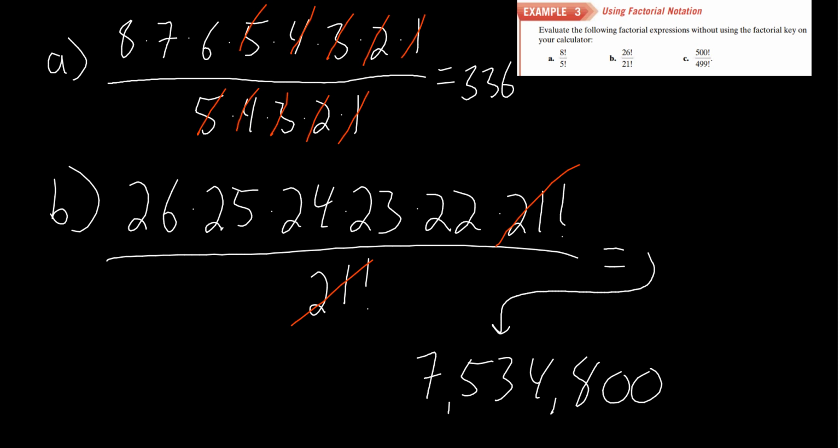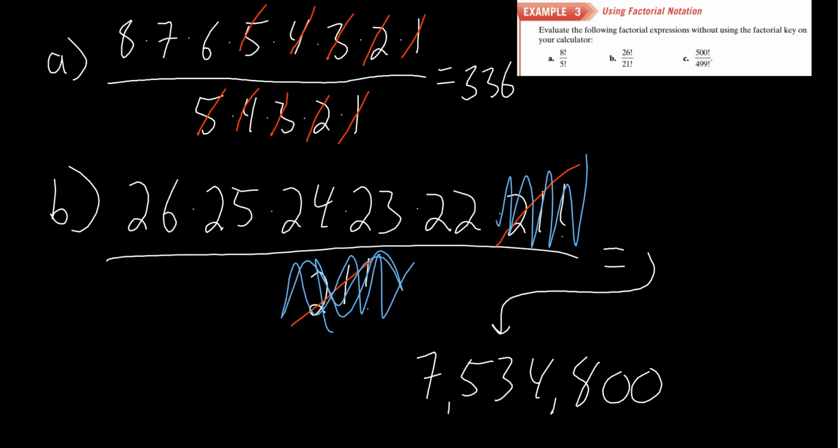Okay, and that's how we did it. And again, we didn't even have to write this part up here or this denominator. I just wrote that to show you that we're essentially doing the canceling that we did in A without having to write times 19 times 18 times 17 times 16 times 15 and all the way down.